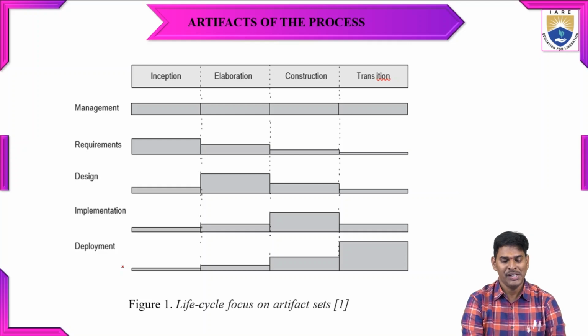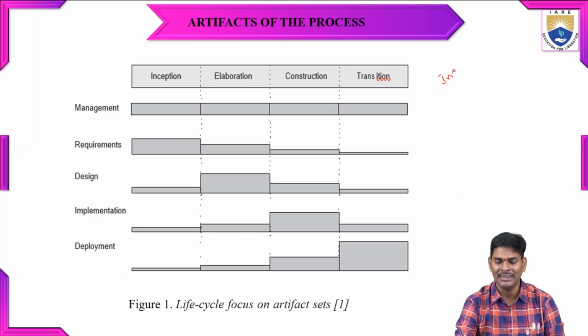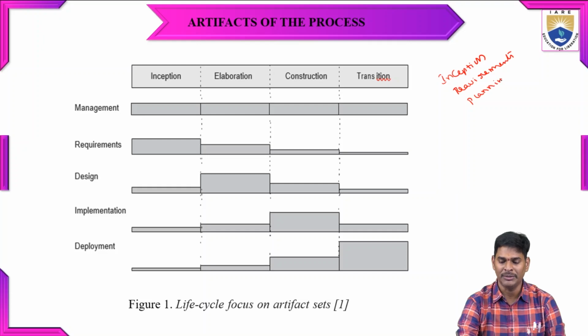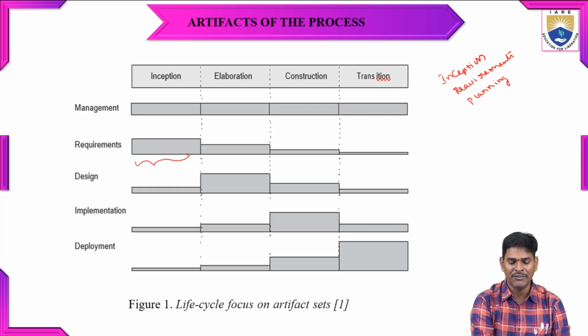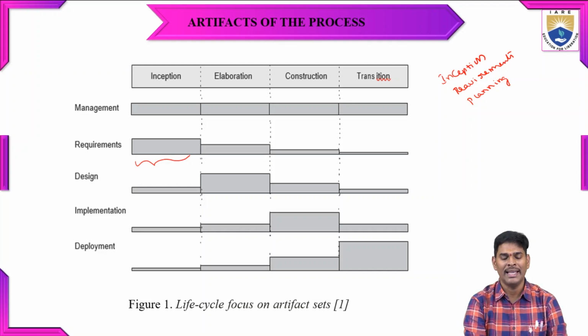So if you are considering the management, we know that they are going to concentrate mainly on all the phases, such as the inception, elaboration, construction, and the transition. Whereas in the requirements stage, the sets are going to concentrate on the inception. We know that inception is mainly handling the requirements, different types of requirements, and the plan. That's why most of the requirement sets concentrate on the inception.